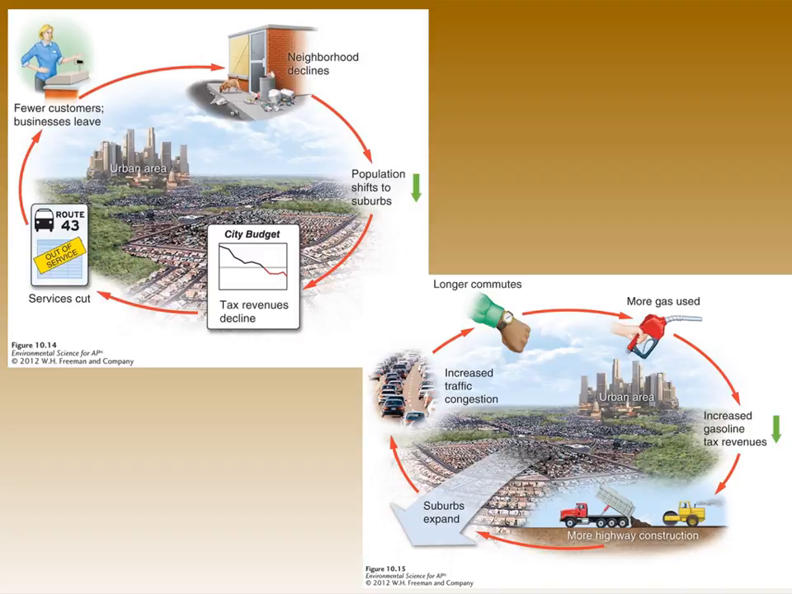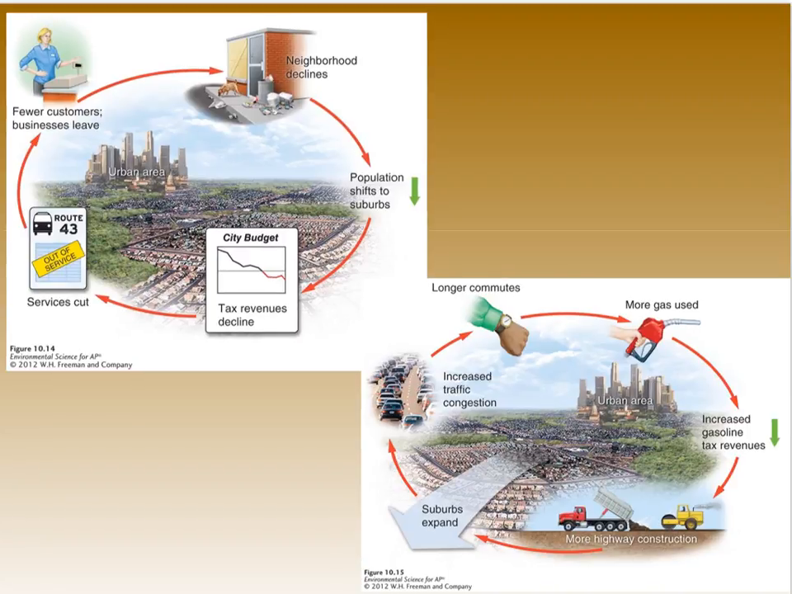Here we have a couple of feedback loops. If you look at the top one, it says the customers leave. If they leave, then the neighborhood declines. Once the neighborhood declines, the population shifts to the suburbs. Well, if it shifts to the suburbs, then the tax revenues decline. If the tax revenues decline, then the services are going to get cut. If the services get cut, then people leave. So here's one of the feedback loops.